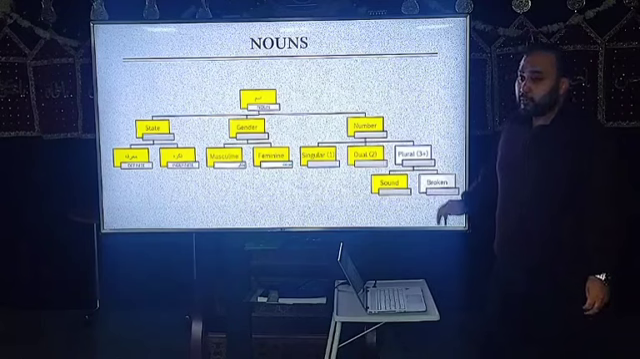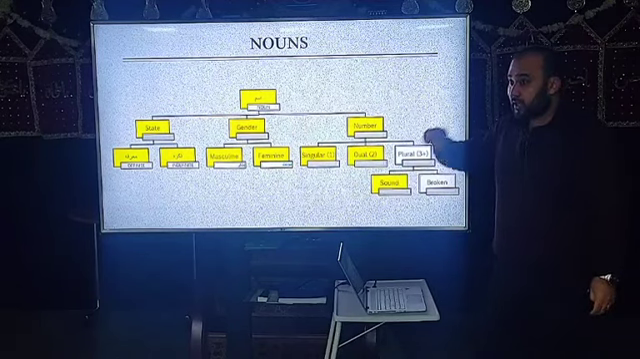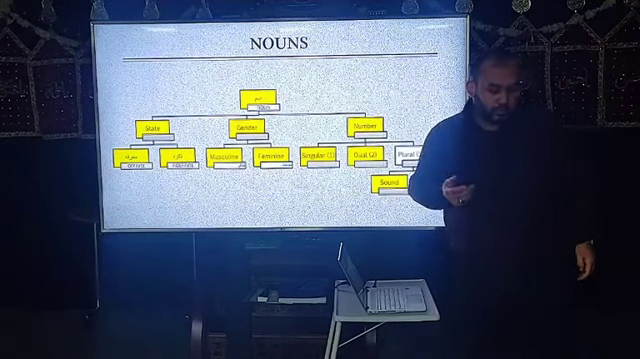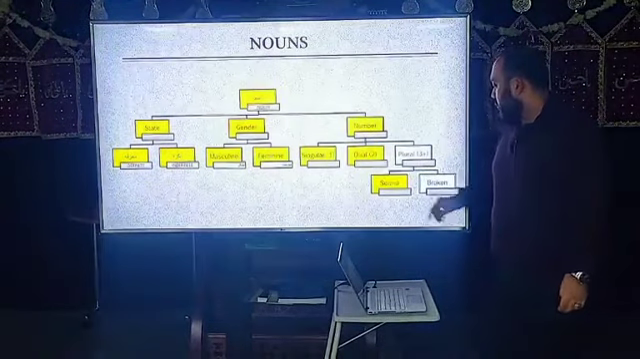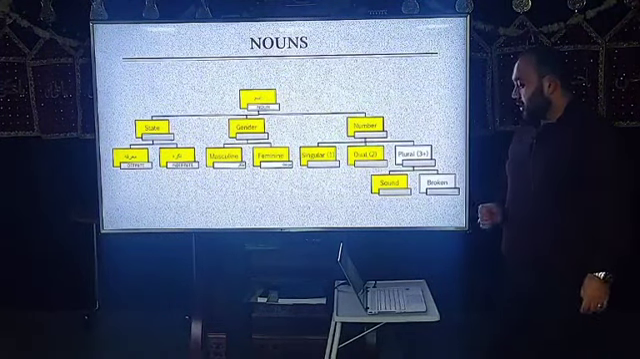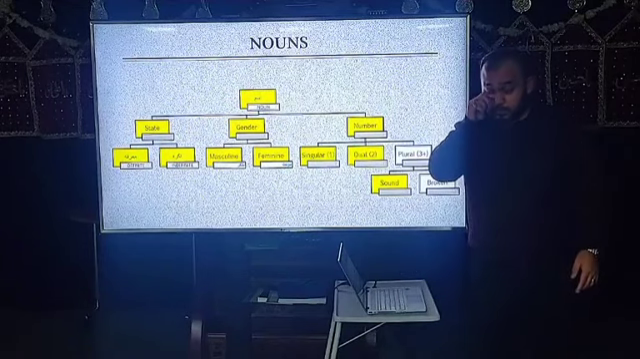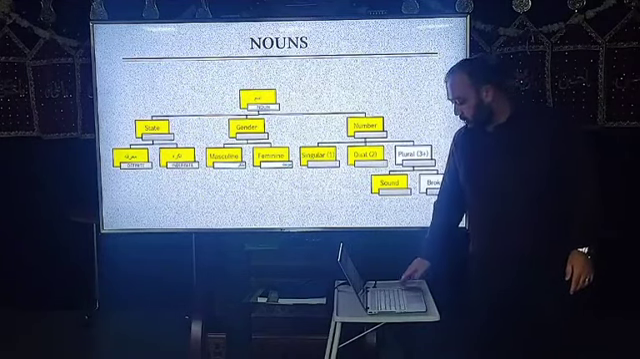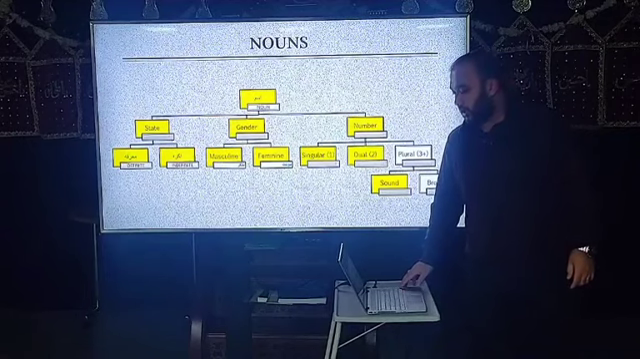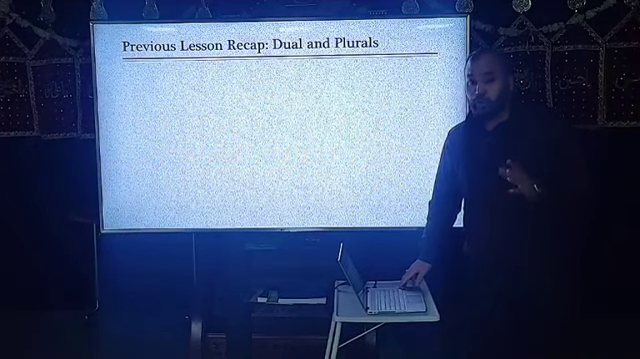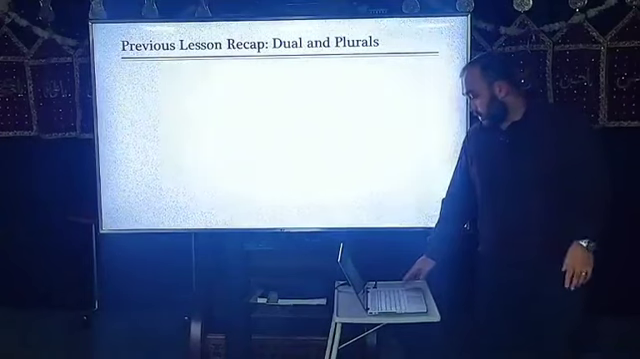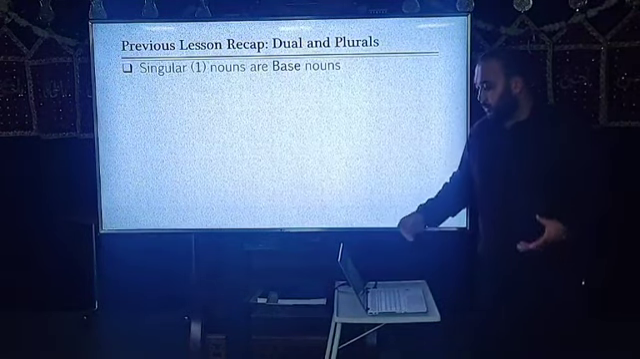Broken plural and sound plural. We looked at the sound last week. So when we looked at examples of plural nouns last time, that was sound plural. Today we're going to just have a quick look at the broken one, and we'll do a quick quiz on last week and this week's learning, inshallah. So quickly recap, some of us were not here last week, so inshallah we can remind ourselves.